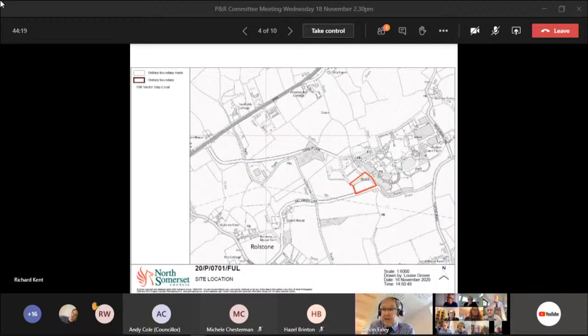The report explains the application is for 4 buildings, one to be used for B8 storage and distribution use, and the other 3 buildings to be used for indoor sport, recreation or fitness. The report that members have got explains the consideration of the planning application and refers to the suitability of the site for the proposed uses. In particular, it says in the development that the proposed storage use is acceptable in planning terms.